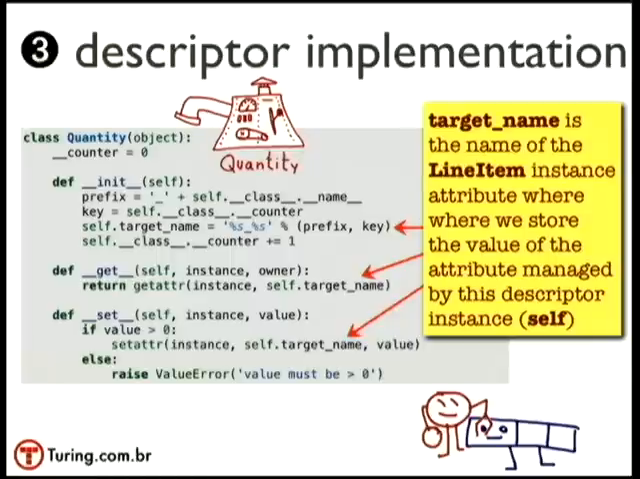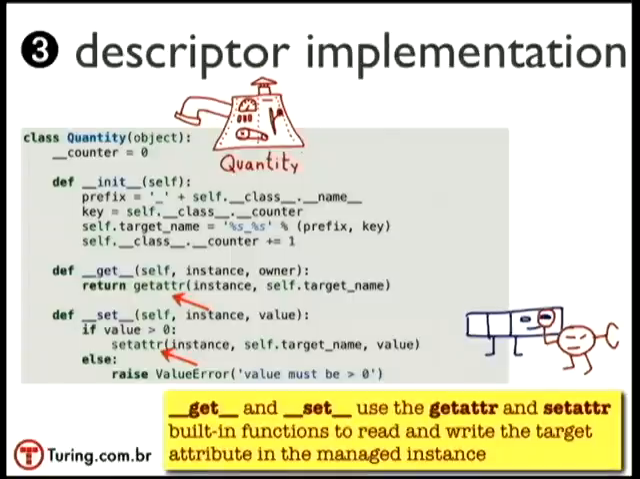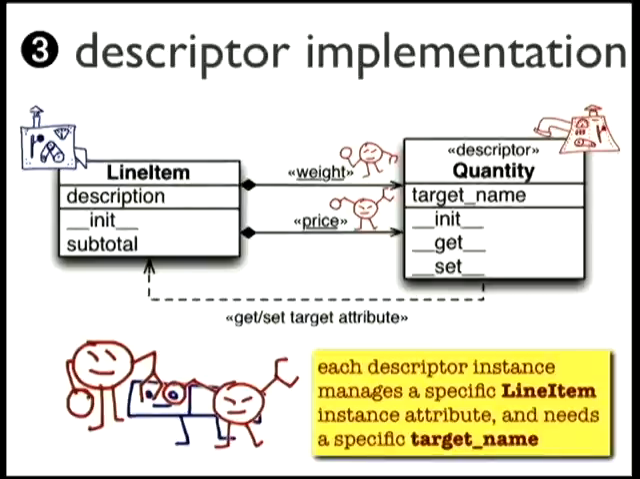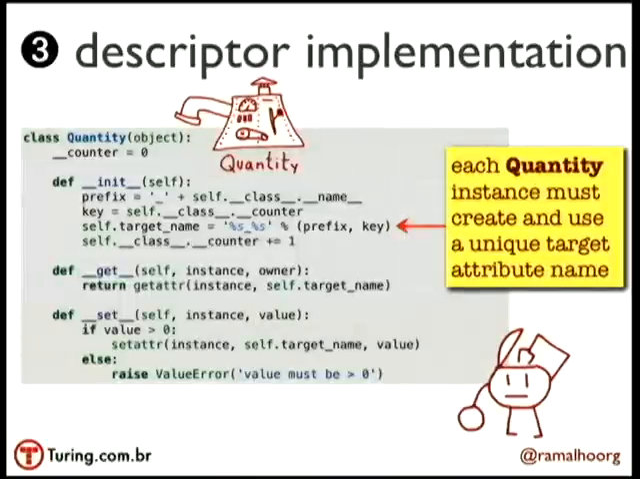Okay, the problem is I need to figure out the name of an attribute in the line item instance where I'm going to store the value. Because I need that name to use the getattr and setattr built-in functions to actually store the value. So the target attribute has to have a name that I'm calling the target name. But how do you determine that?